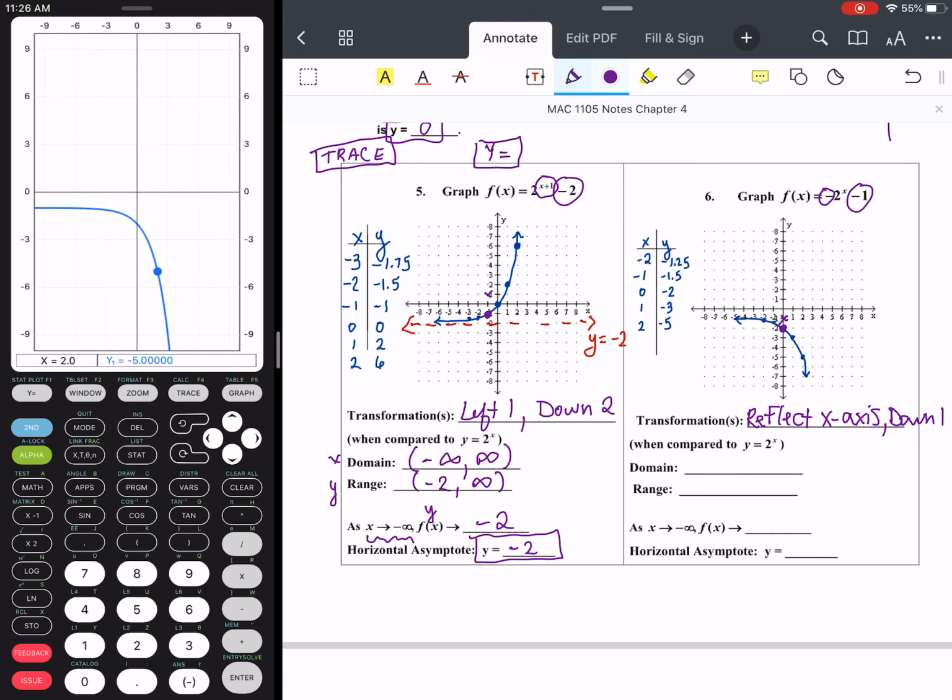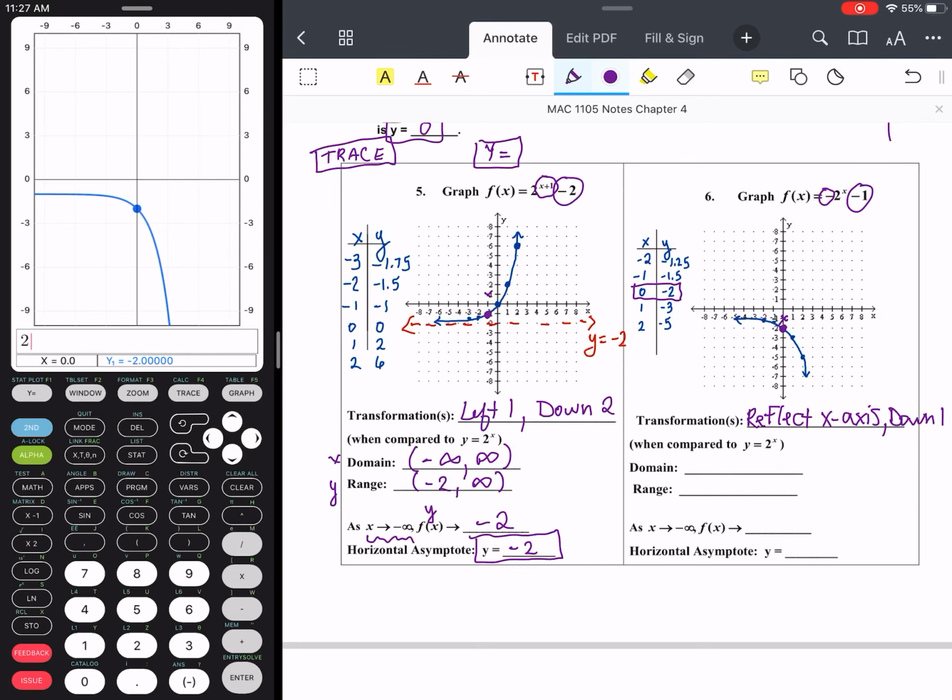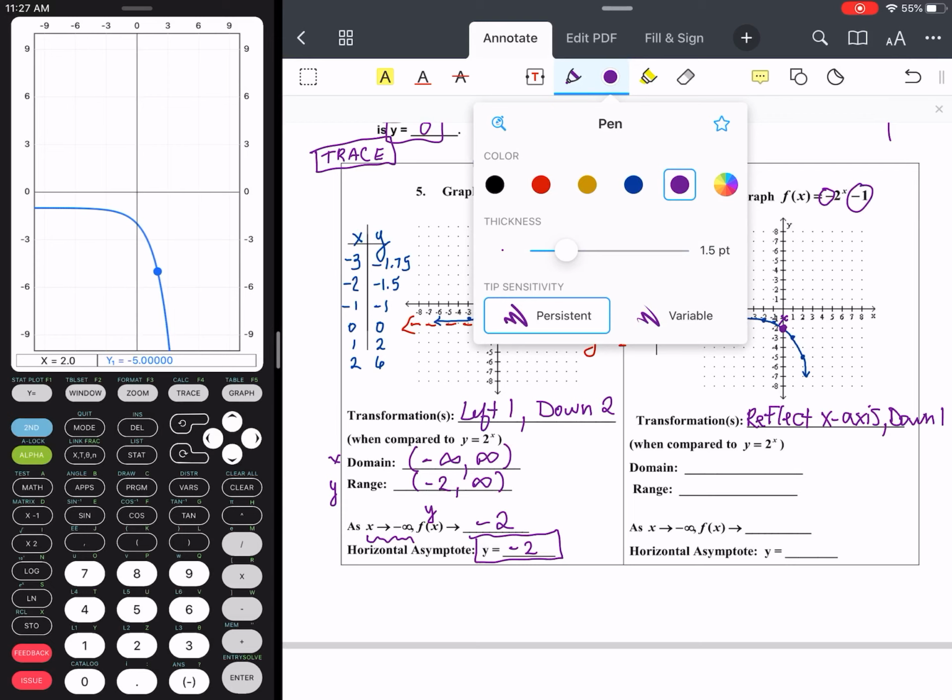And again, we can pull out all of these points that we have in the xy table by using our trace function in our calculator. So if I type -2 for x, that gives me -1.25 for y. 0 for x gives me y equals -2. And then that final point at the bottom, x equals 2, gives me y equals -5. I plotted all of those points and connected the dots.